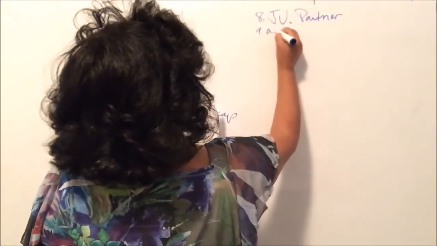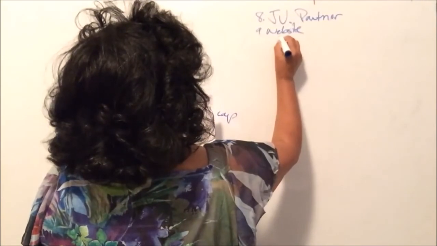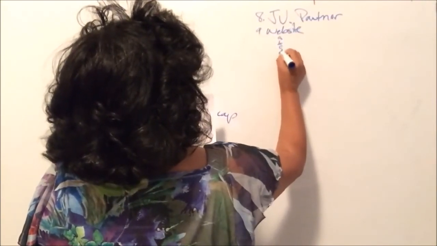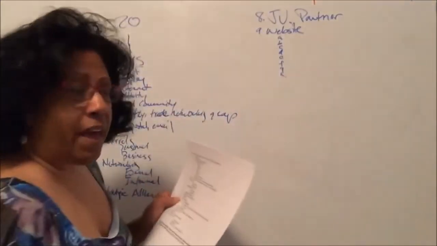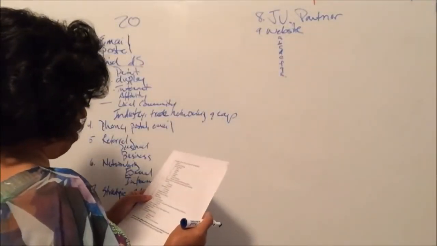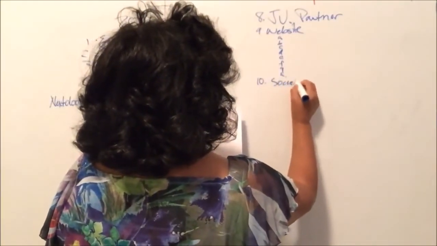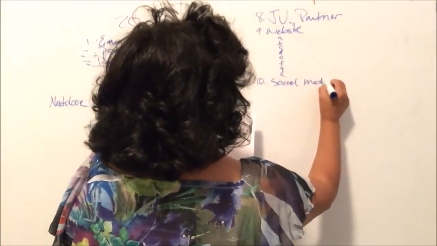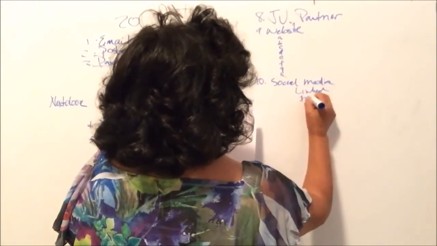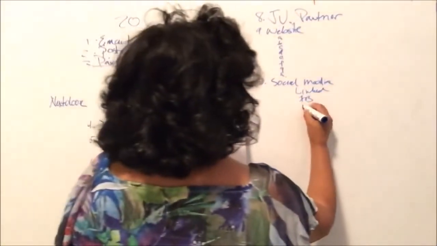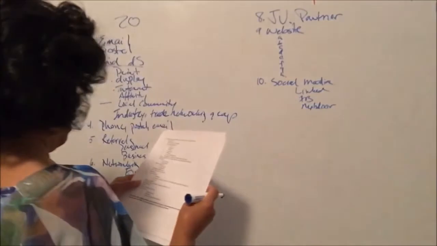Number 9 is your website. This one is a biggie. I have about 12 different items that you need to make sure that you include on your website. We'll cover that in another video. Okay, and then you have social media. And so this would be things like LinkedIn, Facebook. This is where that Nextdoor that I mentioned earlier, that's where that would come in.